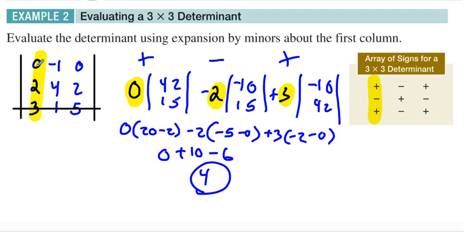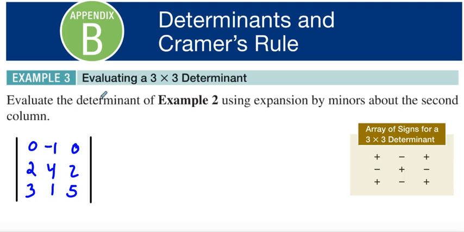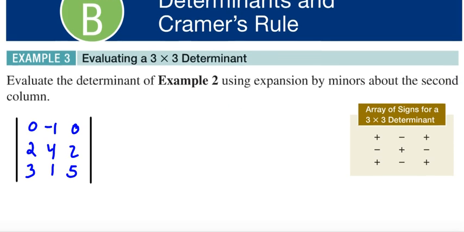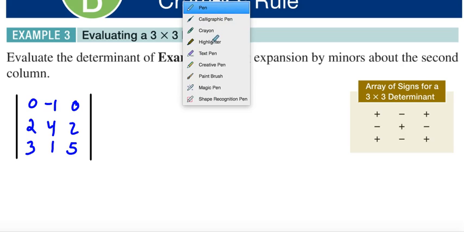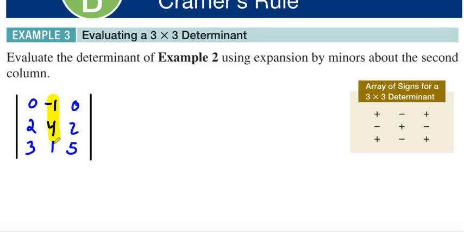So instead of doing the first column, I'm now going to do the second column. And what I'm stating is that whether you do the first, second, or third column, or first, second, or third row, you will get the same answer every single time. Okay? So that's my proposition. Let's go ahead and do it about the second column right here.